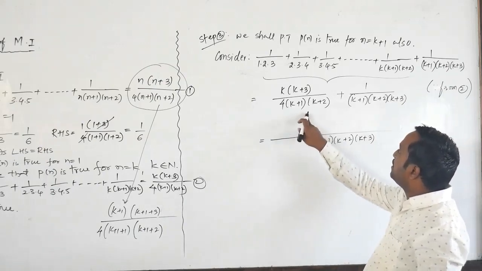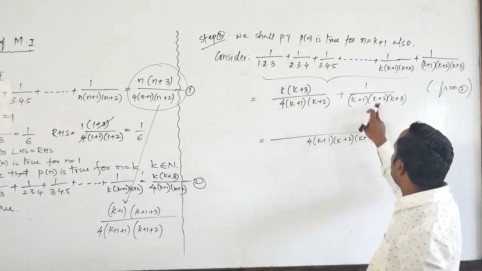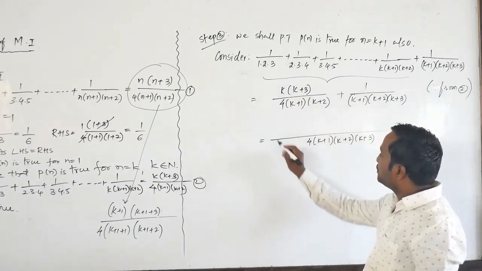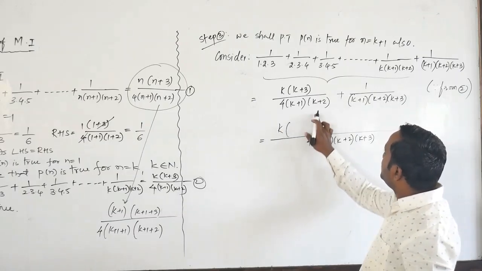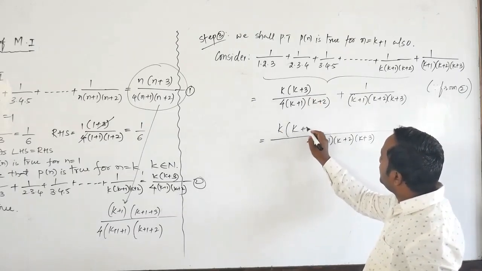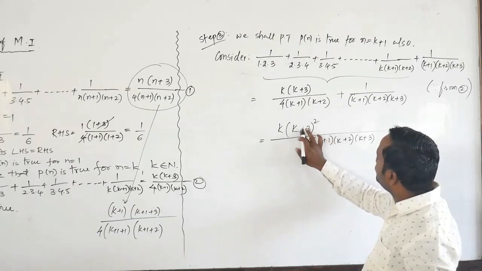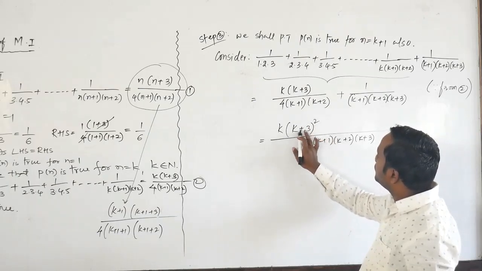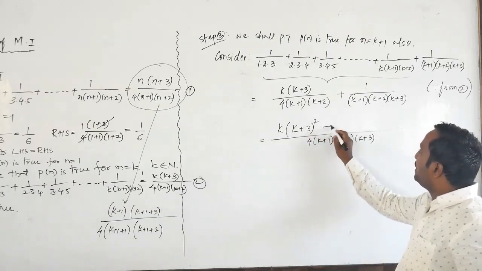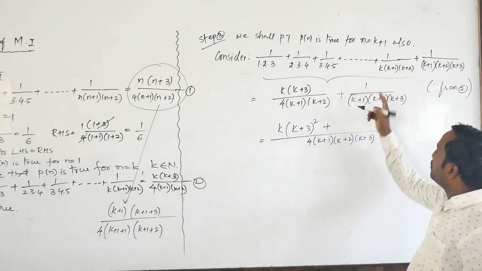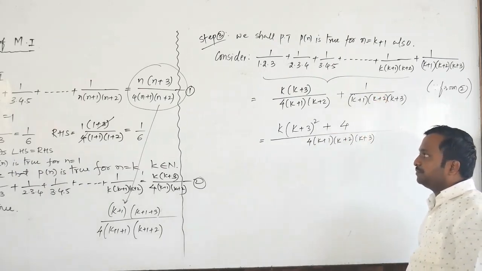So what do we have to multiply here? We have to multiply k plus 3. Here, 4 multiply. Okay? So k into k plus 3, if we multiply k plus 3 here, what happens? k plus 3 whole square, plus here 4 multiply 4.